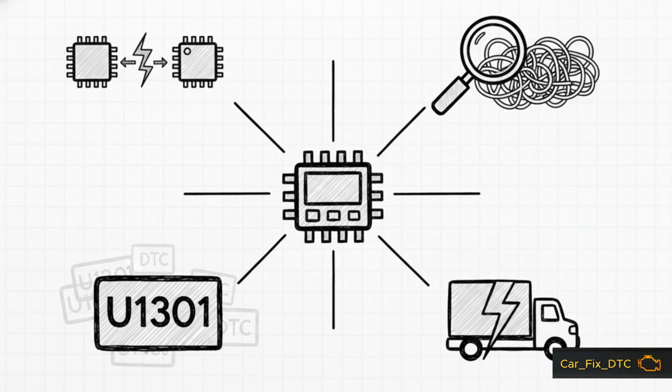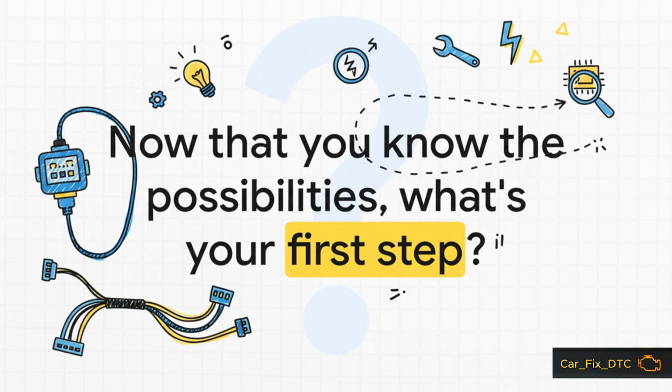And finally, don't be scared of these codes. They're literally your car's way of telling you exactly where it hurts. So now you're armed with all this knowledge. You're not in the dark anymore. You have a roadmap you can follow, from checking the simple stuff first to really digging into that wiring harness. So the real question is, what's your first step going to be?